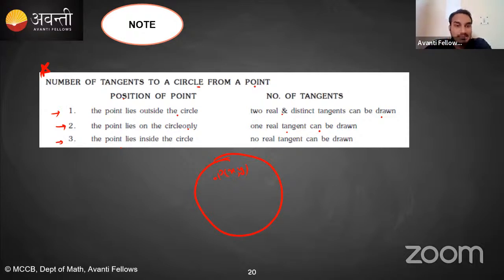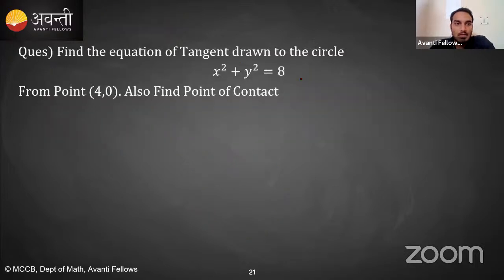If the point P is lying inside the circle, no real tangent can be drawn. Okay, am I clear? Very good. So now let's solve some questions on the basis of this.